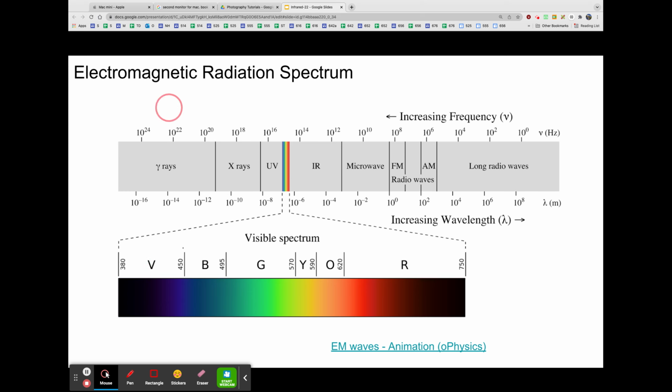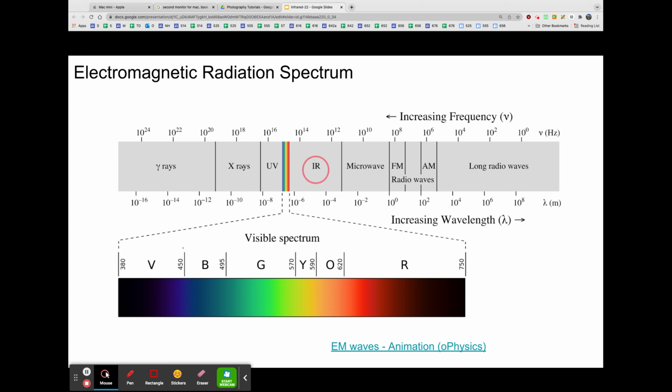However, the electromagnetic radiation spectrum is much larger than that. The electromagnetic radiation spectrum goes from gamma radiation all the way to long wavelength radiation. And we can actually create images using these various different forms of radiation. The one we're going to work with here is infrared.